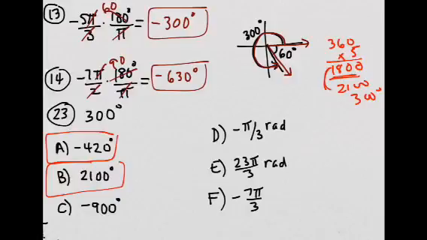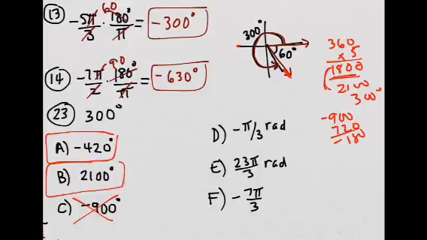Negative 900, you keep adding 360, so you could add 720, right? So negative 900 plus 720 is negative 180. Well, that's not going to land right here. That's going to land over here on the side. So this one is not coterminal.